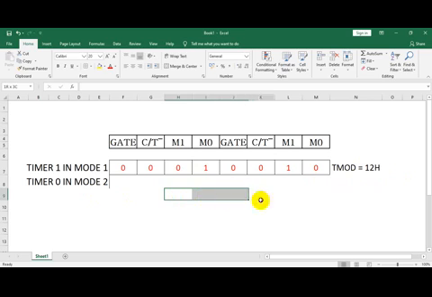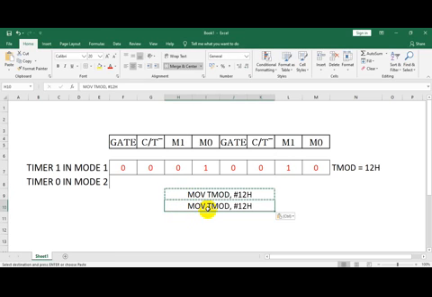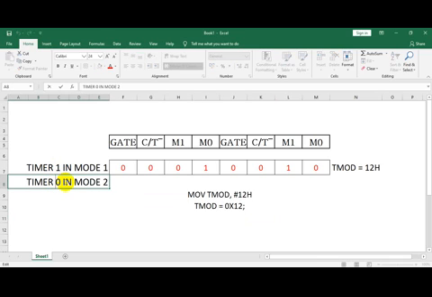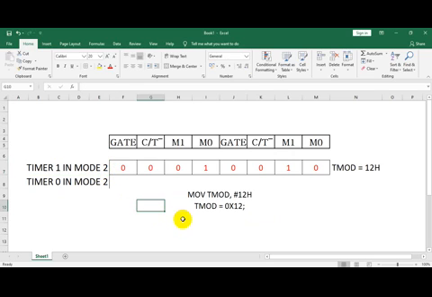How will we write this in assembly? We write MOV TMOD, #12H. This is the assembly instruction. If you want to write in C, TMOD will be equal to 0x12. This is how we configure the TMOD register. What you do is configure both the timers in mode 2 and find out the value.